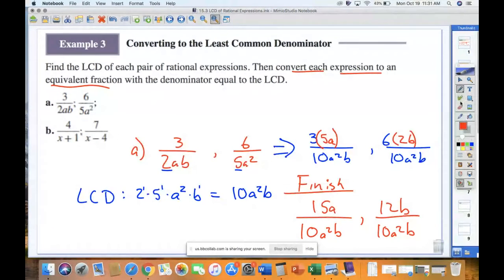Now notice this entire process sets us up for adding or subtracting. This could easily be a plus or it could easily be a minus problem. Because I have common denominators, I can combine these two fractions now. Okay, I'll let you get that in your notes and we'll look at problem B.